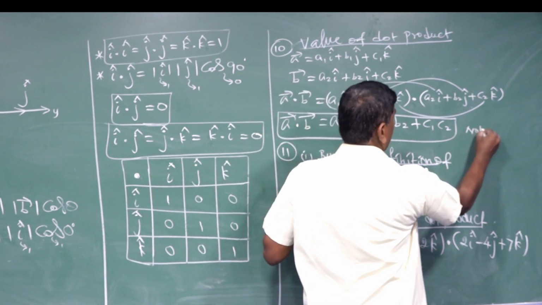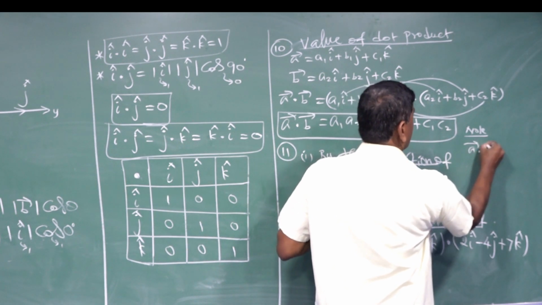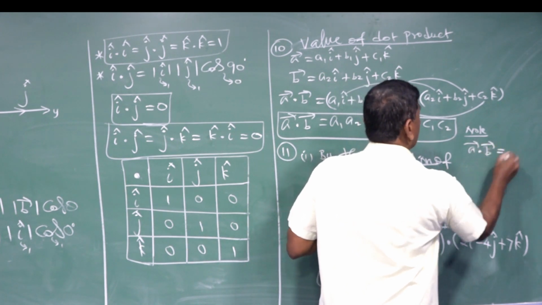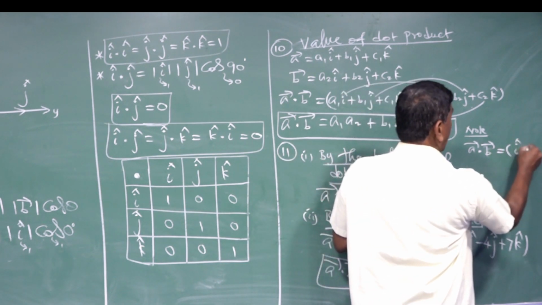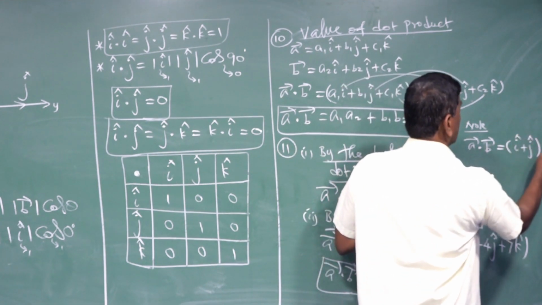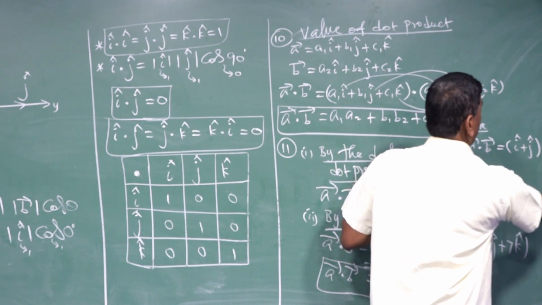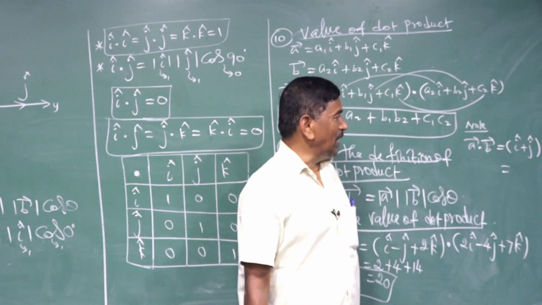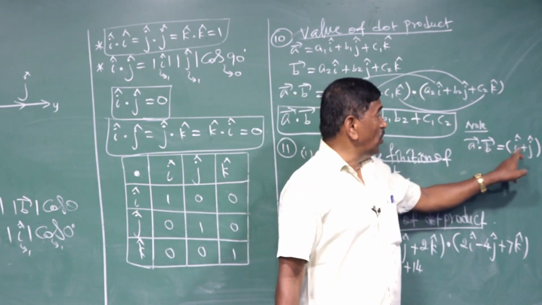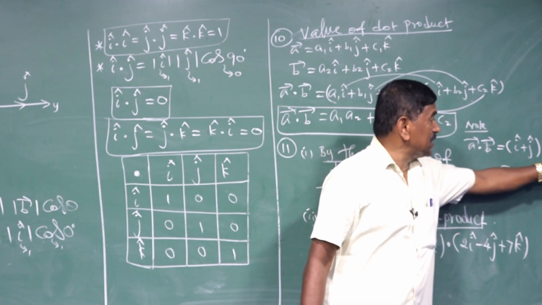Suppose, for example, A vector dot B vector, where A vector is equal to i cap plus j cap, and B vector is equal to j cap minus k cap. So this is the situation. Listen again. Let A vector equal i cap plus j cap, and B vector equal j cap minus k cap.